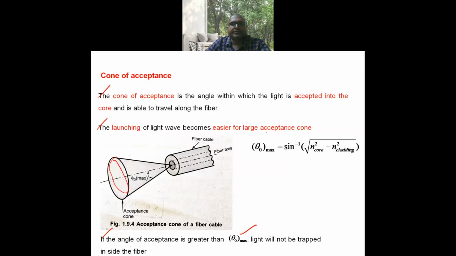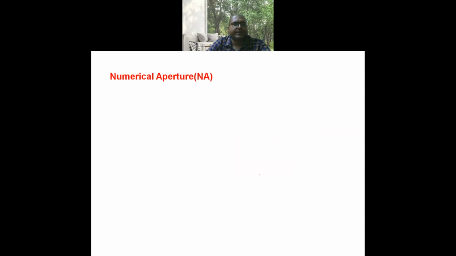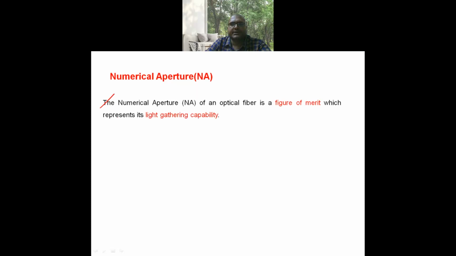Here, the angle of maximum acceptance cone, theta naught max, is equal to sine inverse square root of n squared core minus n squared cladding, that is, sine inverse root of n1 squared minus n2 squared. Numerical aperture. The numerical aperture of an optical fiber is a figure of merit which represents its light gathering capability. The larger the value of numerical aperture, the greater the amount of light accepted by the fiber.